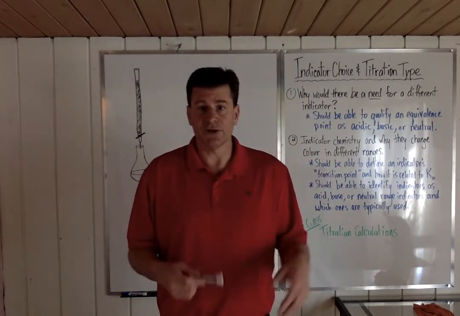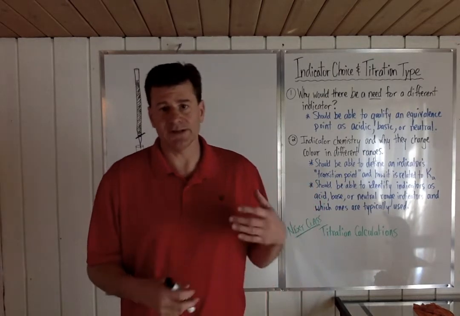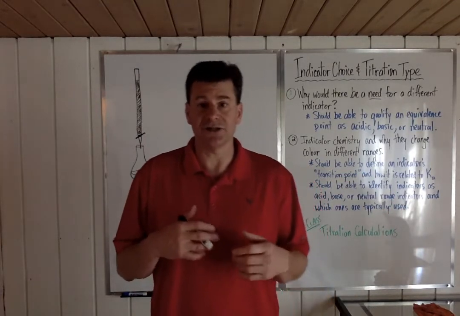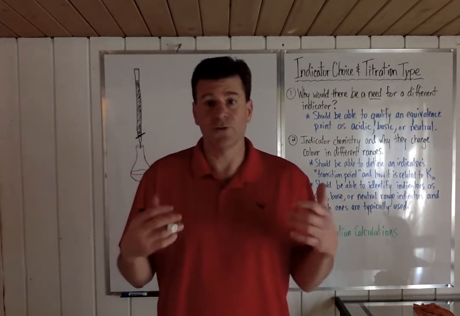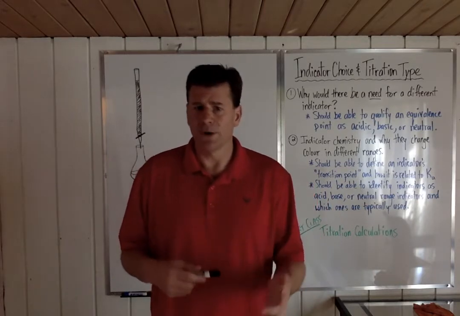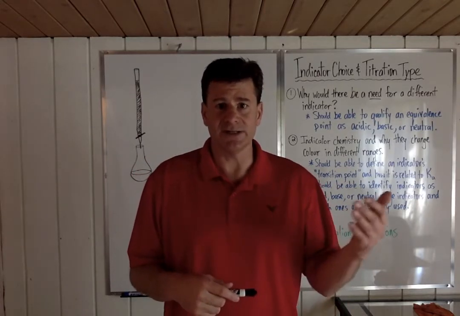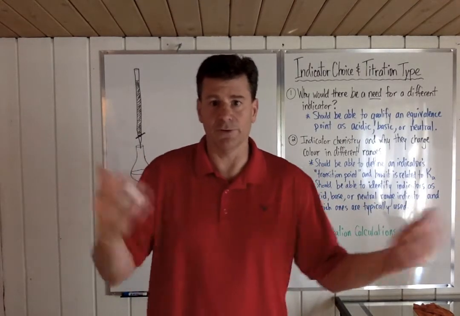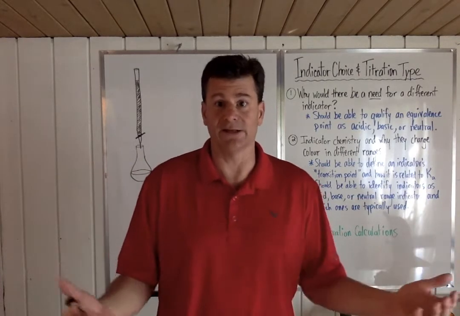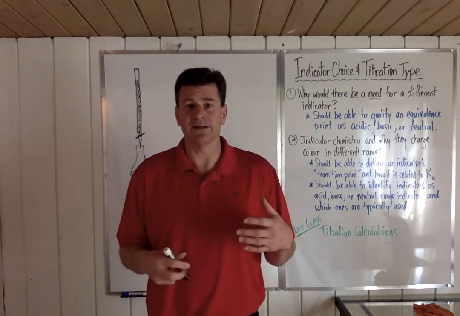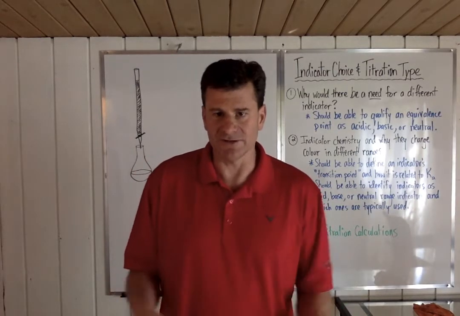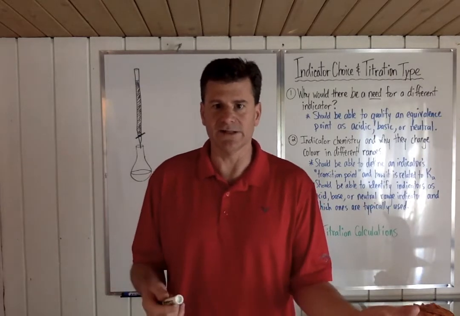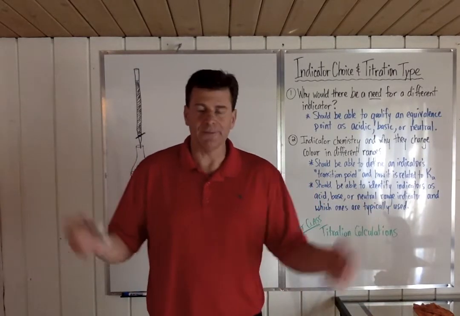Today's class, if you can see over my shoulder, is about indicator choice and titration type, and that in and of itself might create a little bit of a question mark in your brain. What do you mean indicator choice and titration type? I thought there was one type of titration. If we're doing an acid-base titration, isn't there just an acid-base titration? And who cares what the indicator was? The indicator just changes color at a pH of 7. Isn't that all that we need to know? And the choice doesn't really matter.